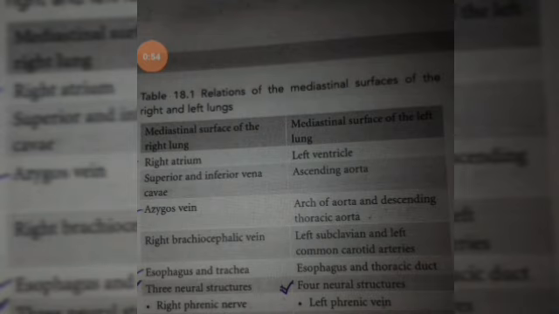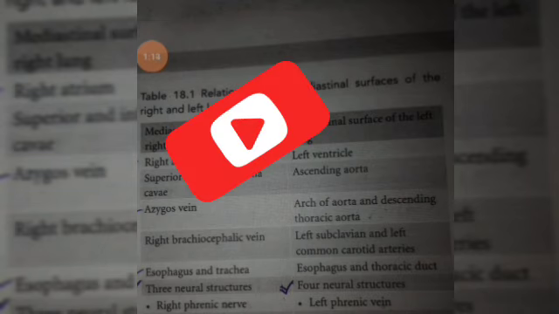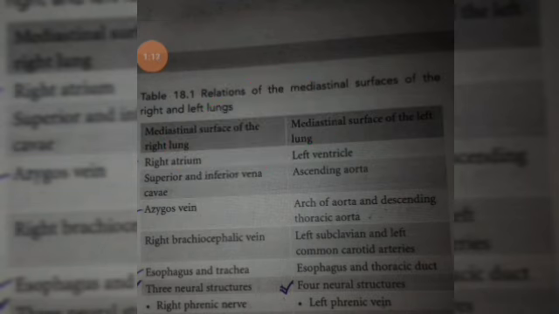Now, what does the right atrium contain? Remember from your simple biology, the right atrium collects blood from all parts of the body: the superior vena cava draining the upper part of the body, and the inferior vena cava draining the lower part of the body. So if I'm talking about my right lung, it should be wise to say that it is related to the right atrium, and it should also be related to the superior vena cava and inferior vena cava.